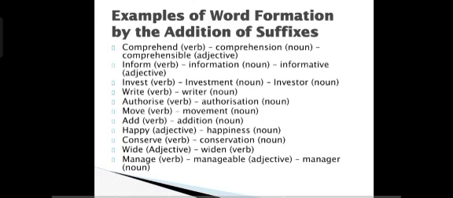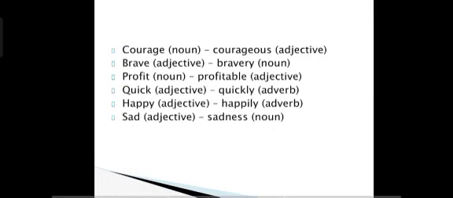So adjective form is comprehensible, that is called IBLE. Inform, what's a noun form? Information. Adjective, informative. Invest, investment, investor. Write, writer. Authorize, authorization. Move, movement. Add, addition. Happy, happiness. Conserve, conservation. Wide, widen. Manage, manageable, manager. And courage, courageous. Brave, bravery. Profit, profitable. Quick, quickly. Happy, happily.